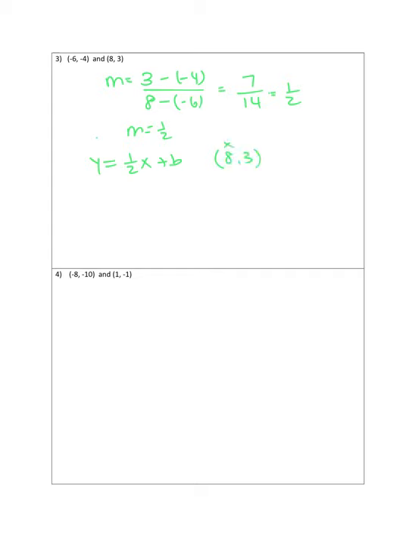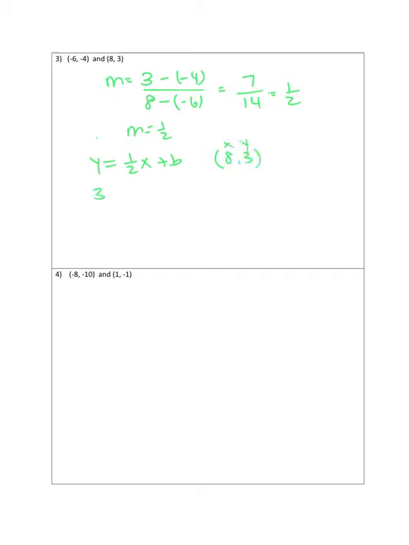Number 3, my slope m equals (3 minus negative 4) over (8 minus negative 6). That's going to give me 7 over 14, which is 1/2. So my slope is 1/2. I go into y equals mx plus b. I know that's my m value. I'm going to plug in x and y. I will use 8 and 3 as x and y.